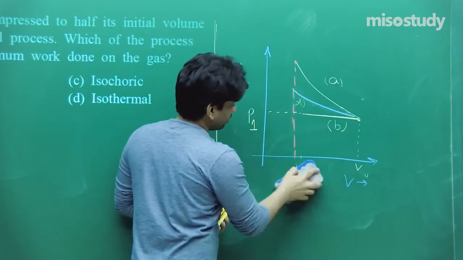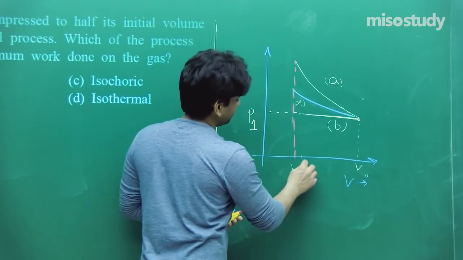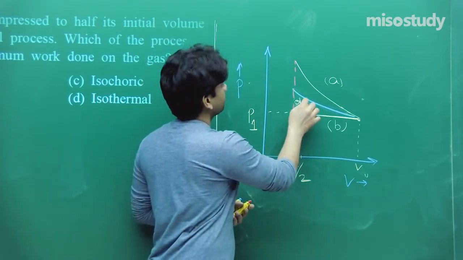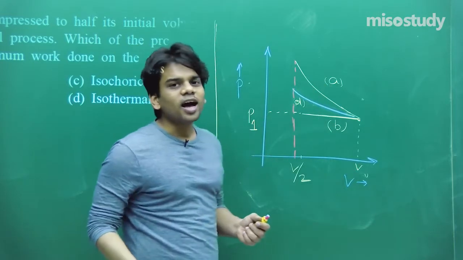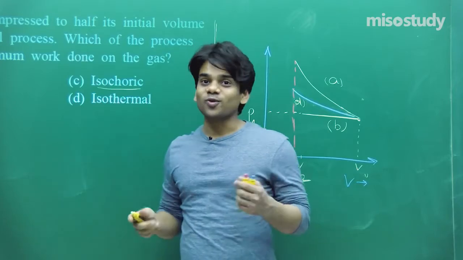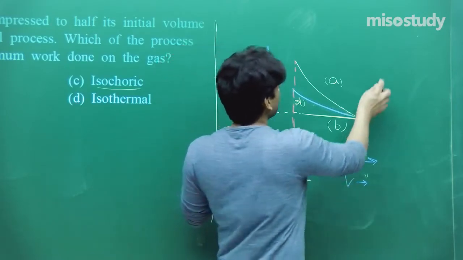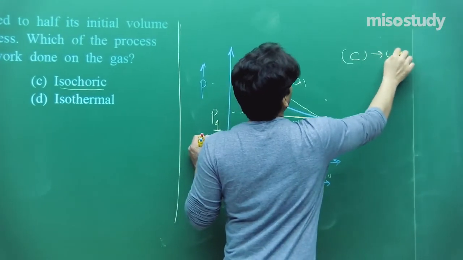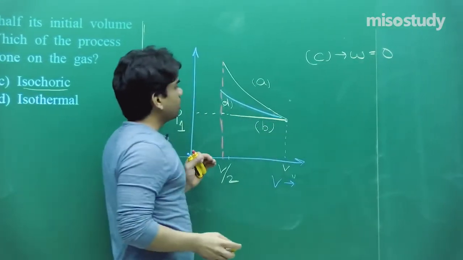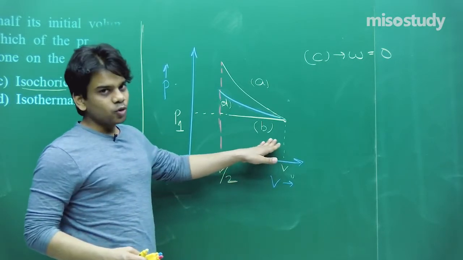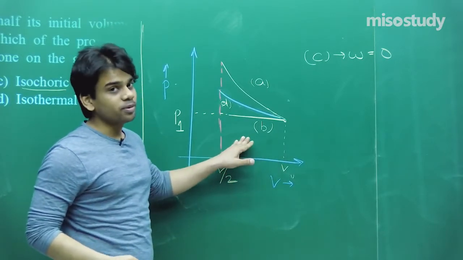Let's say this is V by 2 we have got here. Now from here onwards, this is DAB. Now for the isochoric process, volume is constant, so work done is 0 in that case. For option C, it's isochoric, so work done will be 0. So comparing the three, in the B part, that is isobaric, the work done will be minimum.